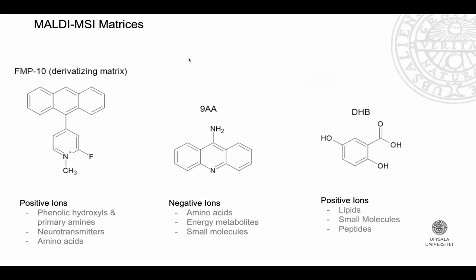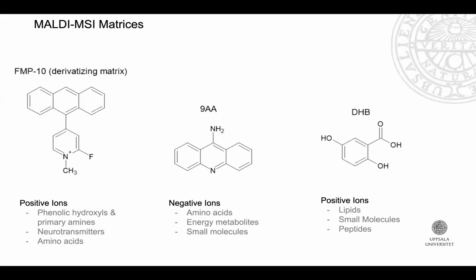As I mentioned before, we have 3 different matrices that we chose for this paper. We have FMP10, which is a derivatizing matrix that was developed in our lab a few years ago. We also have 9AA, which makes negative ions, and DHB, which makes positive ions. One reason for using 3 different matrices is to cover more of the things that we are able to see.